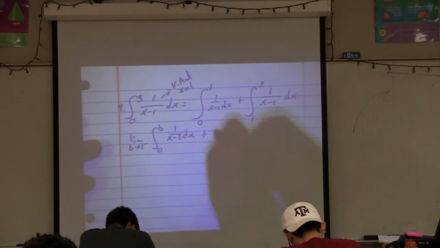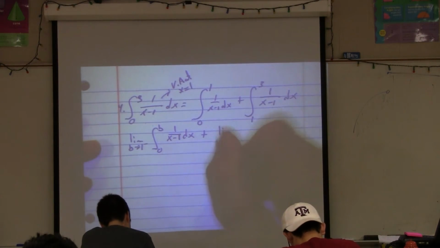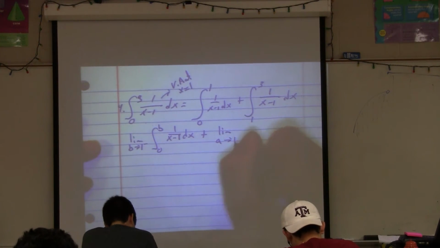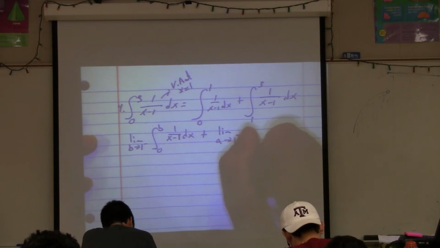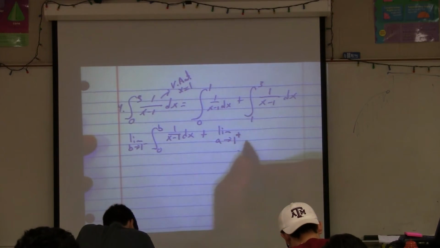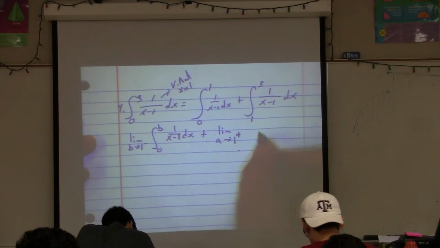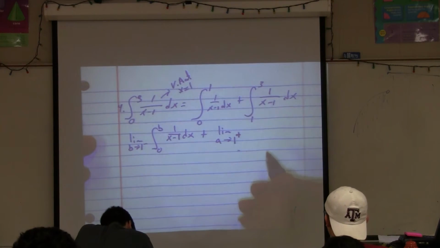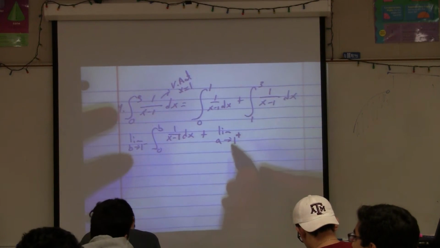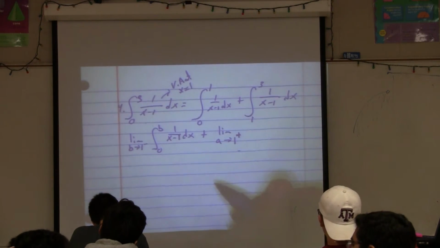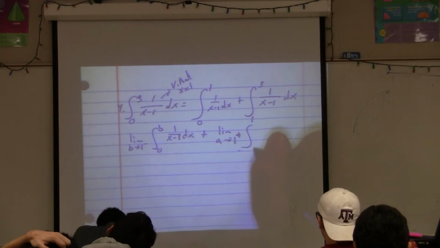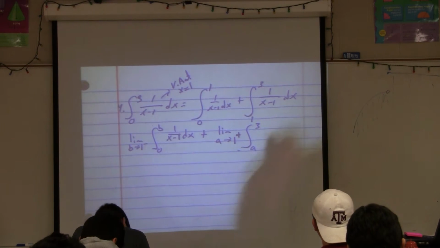Plus the limit as a approaches 1 from the right. So we use left on this one, that one should be right, right? Yes, this is right. Okay, cool. Of the integral from where to where? From a to 3 of 1 over x minus 1.